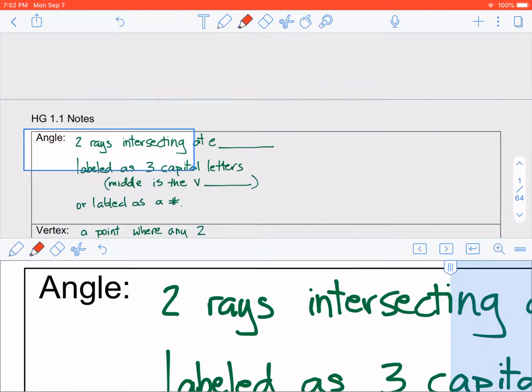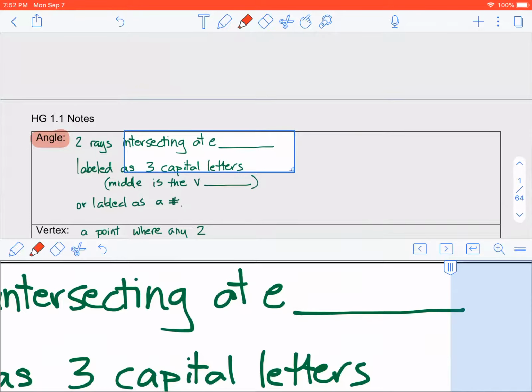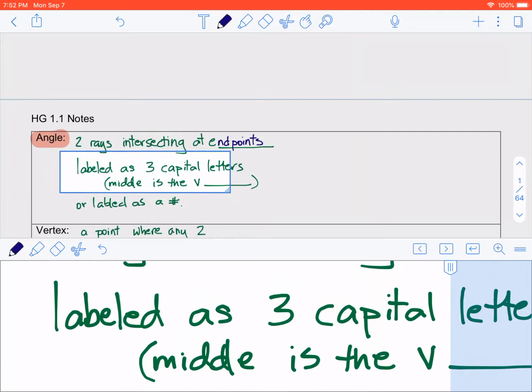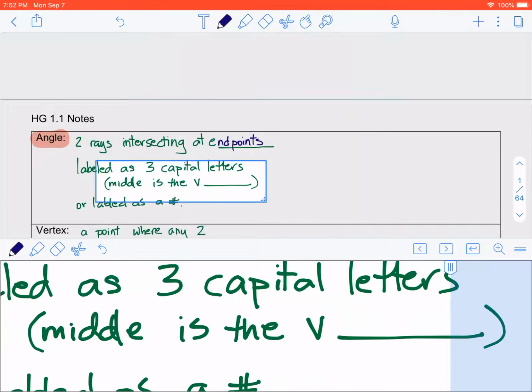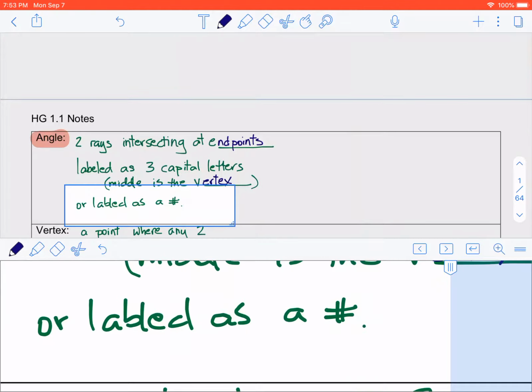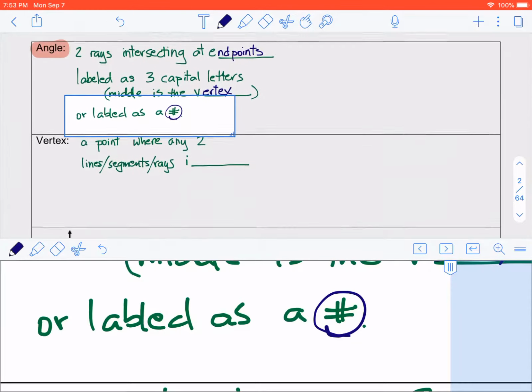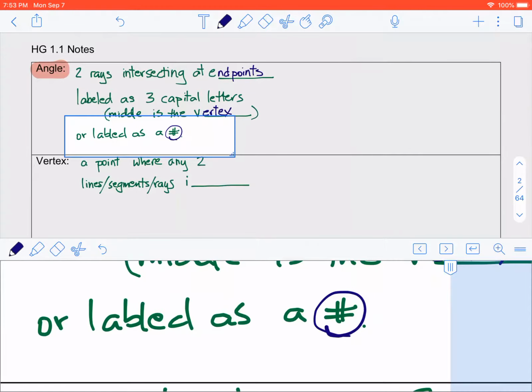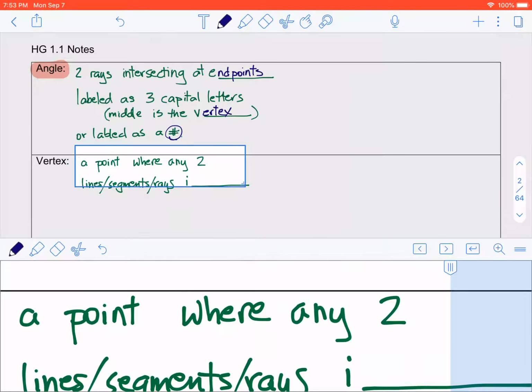Angles are composed of putting two rays together, and these two rays intersect specifically at the endpoints, kind of where they start. That's the shared point, and they just go in different directions. When we want to name an angle, we typically label it with three capital letters, and that middle letter is known as the vertex. Sometimes we're lazy and we use a number, and I'll show you how to do that in just a moment. It's a much faster way, and you just call it angle 6, for example, instead of saying angle ADF, right?